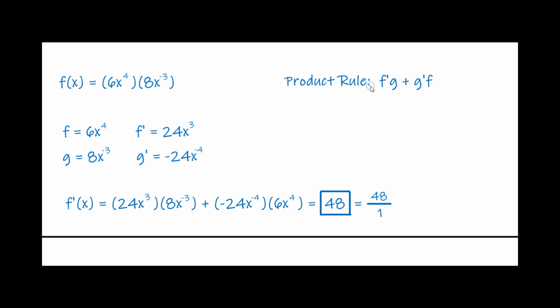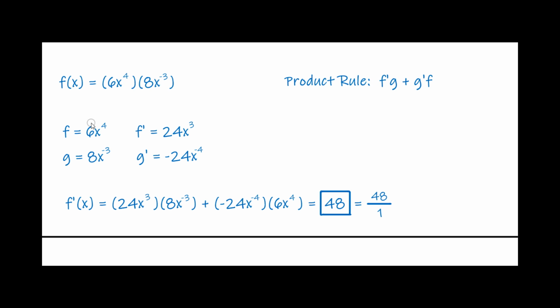So the product rule format is f prime g plus g prime f. So in the given function, the f component is the first quantity, or the quantity on the left, and the g component is the second quantity, or the quantity on the right. So therefore we make a list to designate what f and g represent with respect to the function.